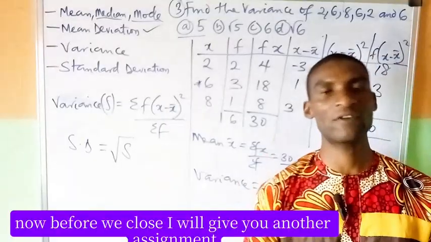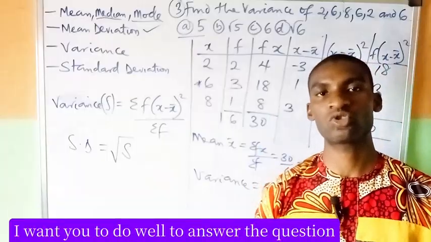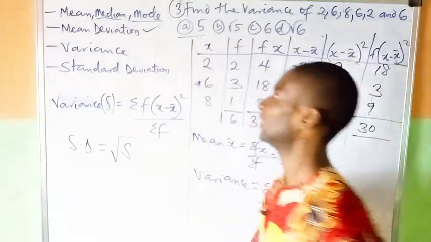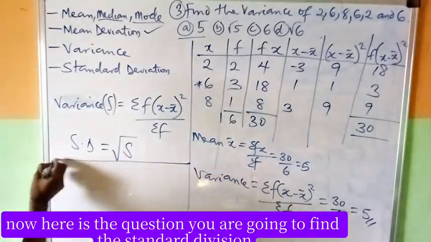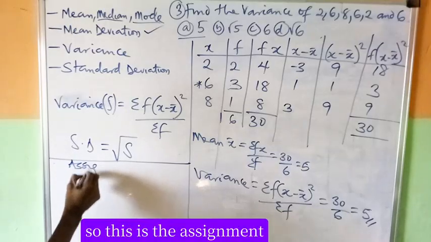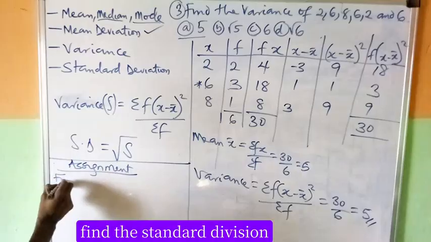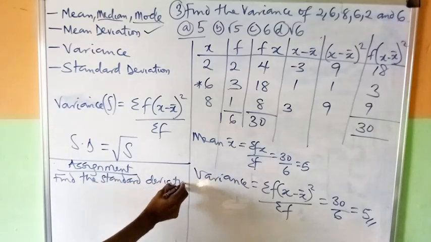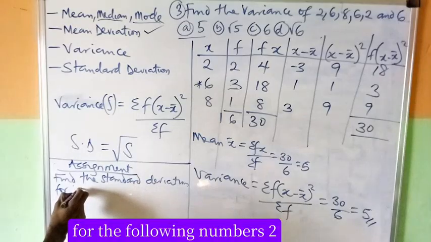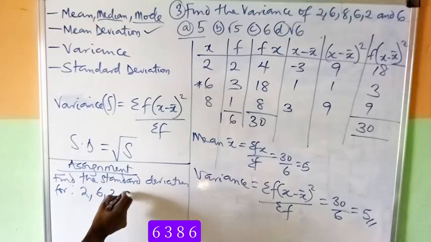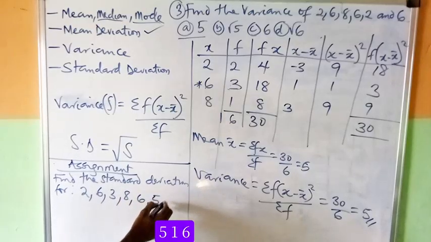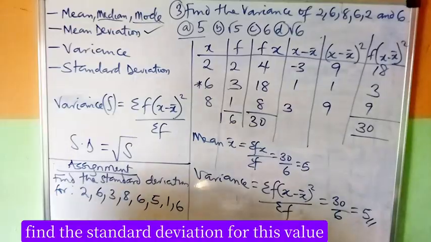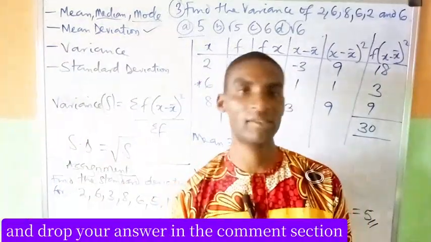Now, before we close, I will give you another assignment. I want you to do well to answer the question and drop your answer in the comment section. Now, here is the question. You are going to find the standard deviation. So this is the assignment. Find the standard deviation for the following numbers: 2, 6, 3, 8, 6, 5, 1, 6. Find the standard deviation for this value and drop your answer in the comment section.